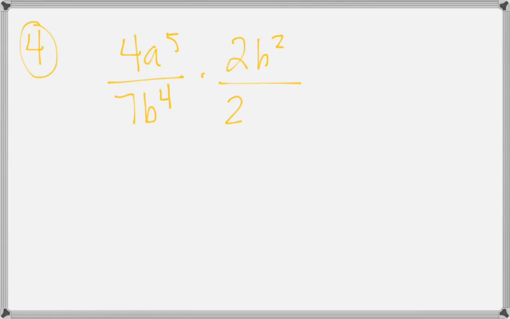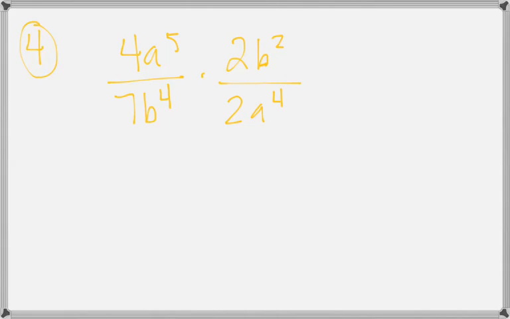Okay. For number 4 on this form, I have 4a to the 5th over 7b to the 4th times 2b squared divided by 2a to the 4th. All right. So check and see if you missed the one on your test that looks like this. This one threw a lot of people for a loop, just because it doesn't look like all the other ones we did, although you will find some like this in your notes.